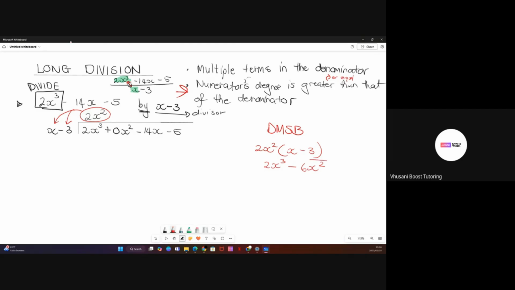Okay. And this answer that we got when we multiplied everything inside, this is the answer that we will write down over here. Do you guys see it now? So are you guys still with me on this?